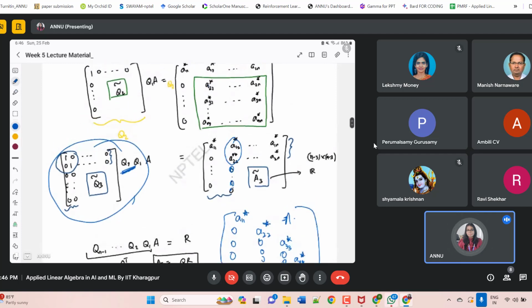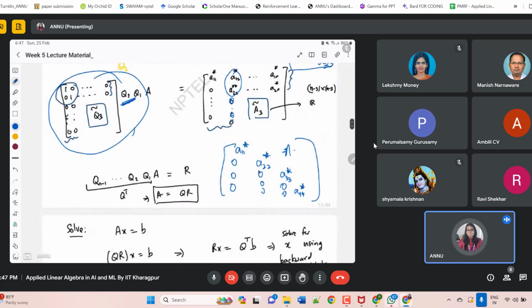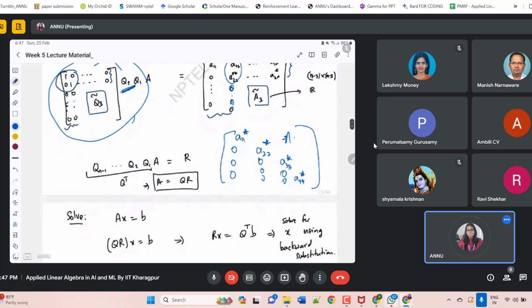Suppose L21 has the value minus A21 divided by A22. This was the value of L21. Then L31 was minus A31 divided by A33. We are making sure of these things. But here, we are multiplying with an orthogonal matrix. So that is the base motivation, why we are studying this. That was one of the examples.